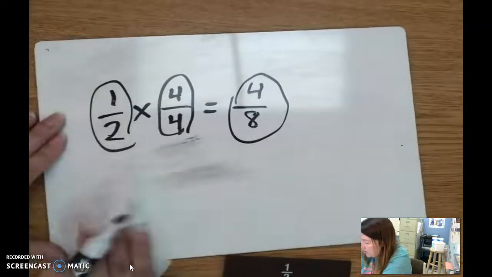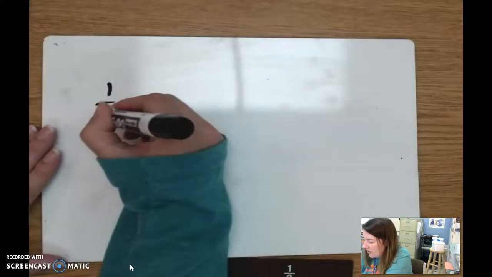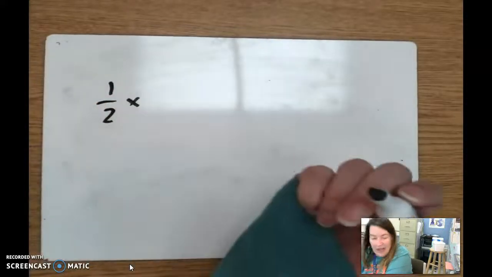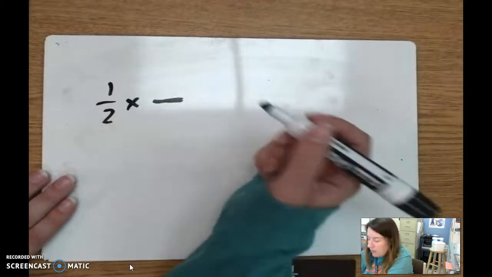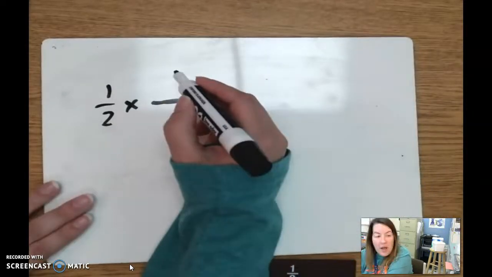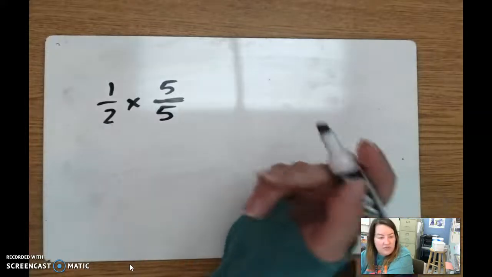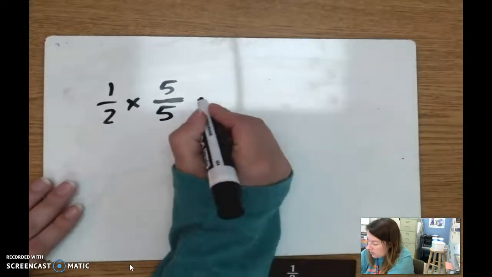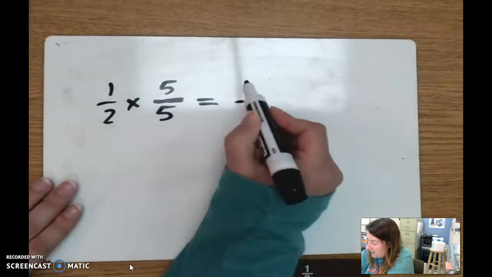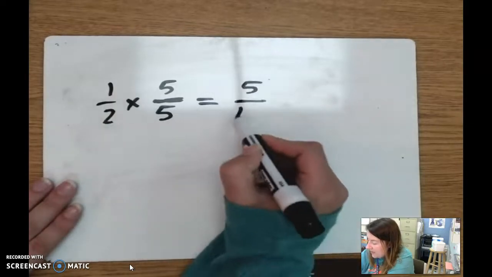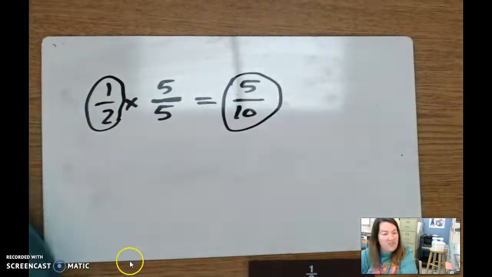Let me show you a new one. So let's say I still want to find another equivalent fraction for 1/2. I can multiply it by any whole fraction that I want. So let's say I multiply it by 5/5. That's 5/5, which is 1 whole. Okay, well, multiply straight across. 1 times 5 is 5. 2 times 5 is 10. So you're saying 1/2 is equivalent to 5/10?